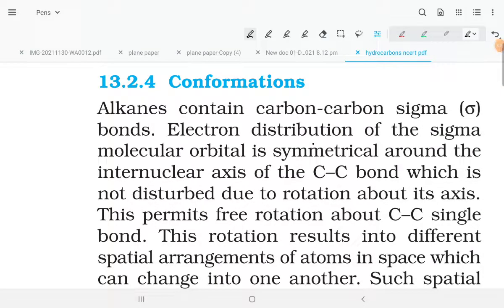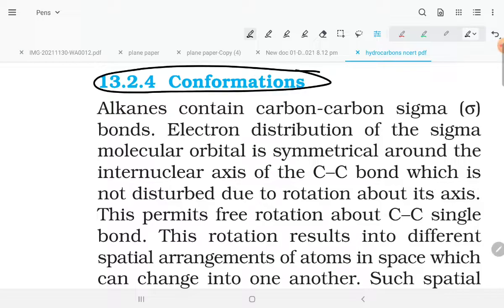Hello students, let us try to understand conformation. This topic we are going to understand from the NCERT, NCERT 11th standard chemistry. So what is conformation, student?